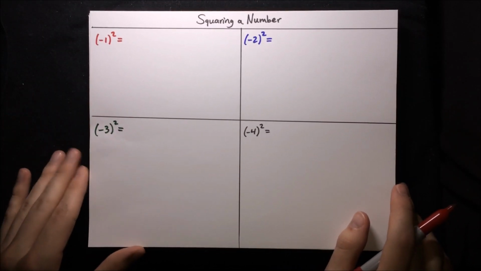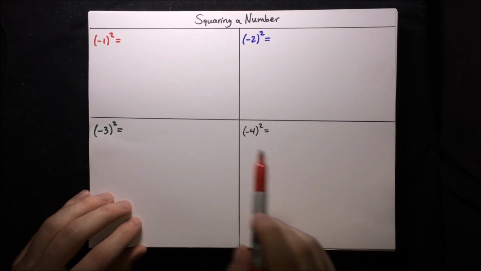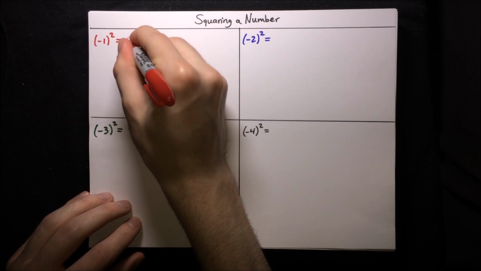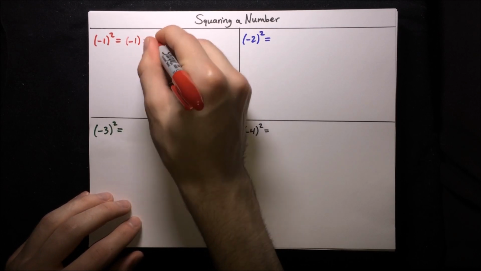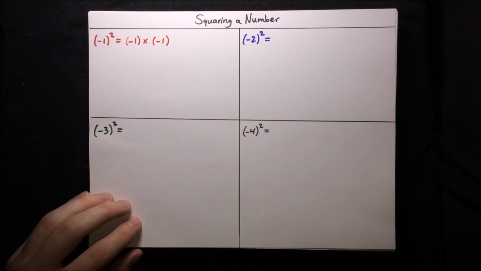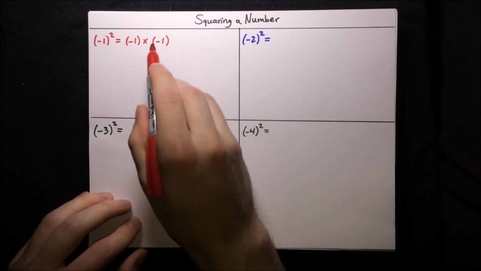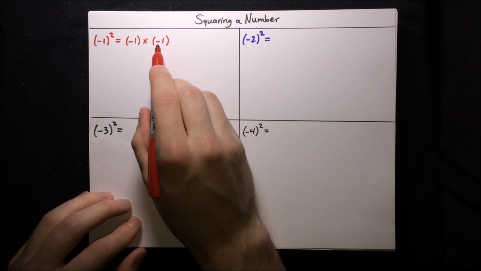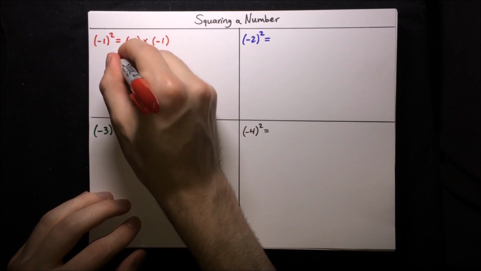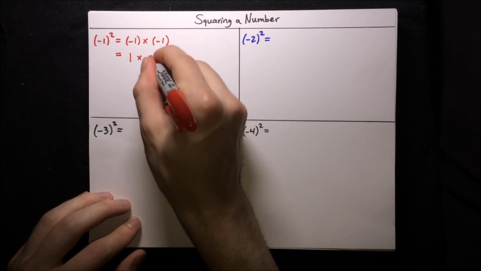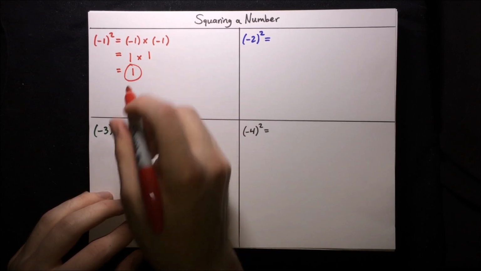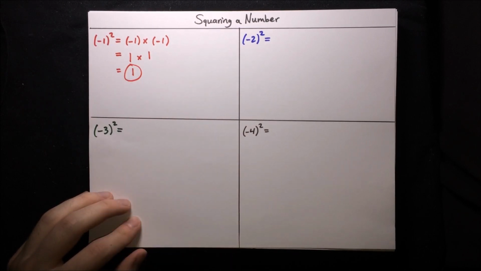Alright, now let's compute some negative squares. So starting with -1 squared, well, -1 squared is just -1 times itself, -1 times -1. And remember, when we have a negative times a negative, the negatives cancel out and we just have to multiply the digits. So that equals 1 times 1, the negatives cancel out, and 1 times 1 is just 1. So -1 squared is just 1.